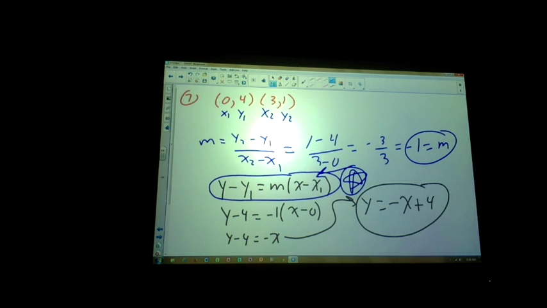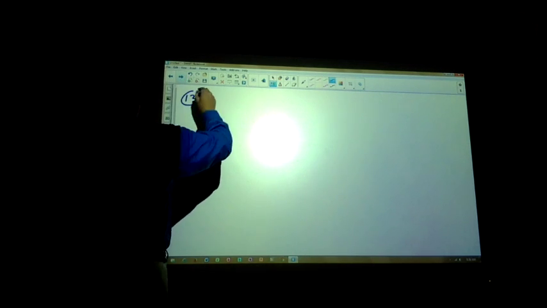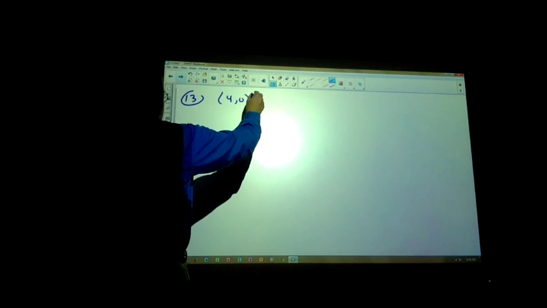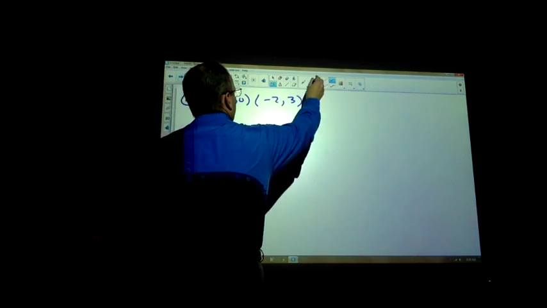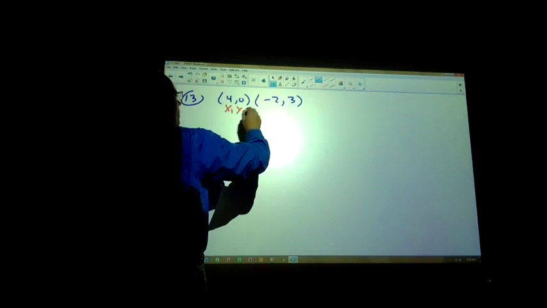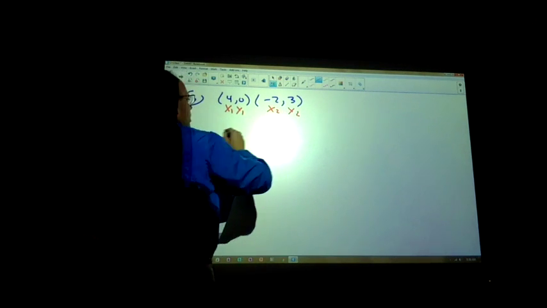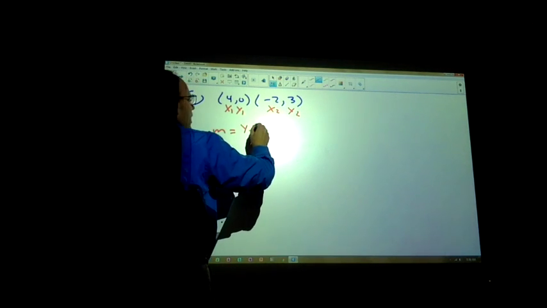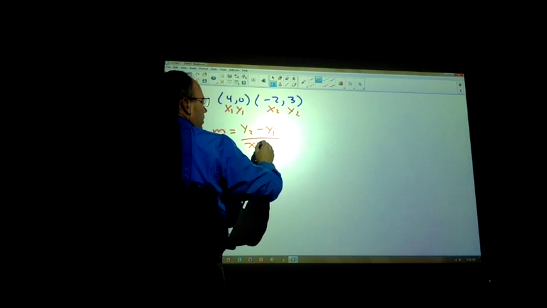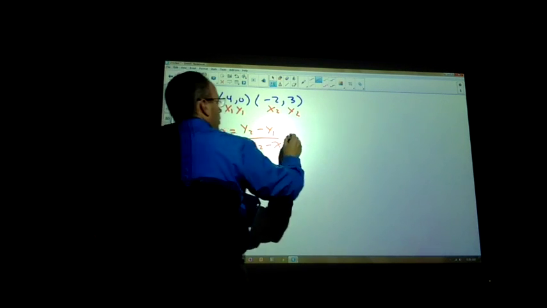You do 13. Yep, 13, here we go. 4, 0, negative 2, 3. First step, label x1, y1, x2, y2. Didn't change. Slope equation is this. Again, find the slope equation. It's going to be located someplace on the test. You have to know when it's used.